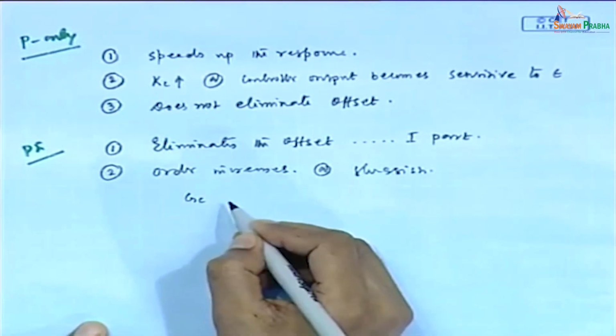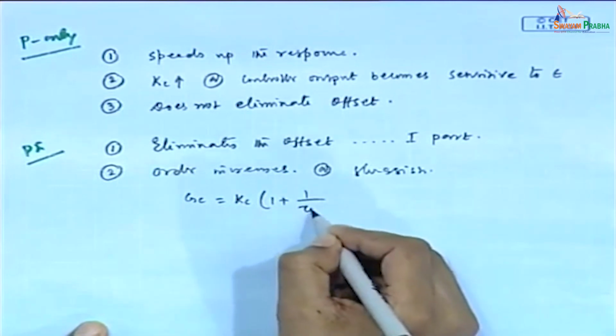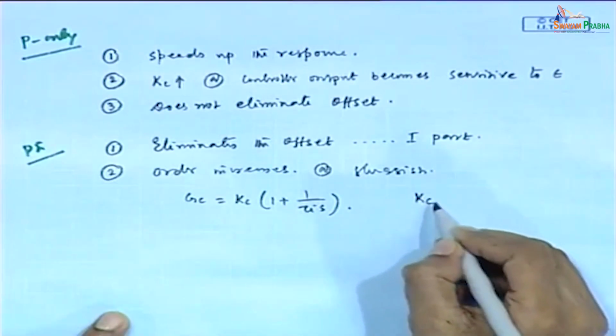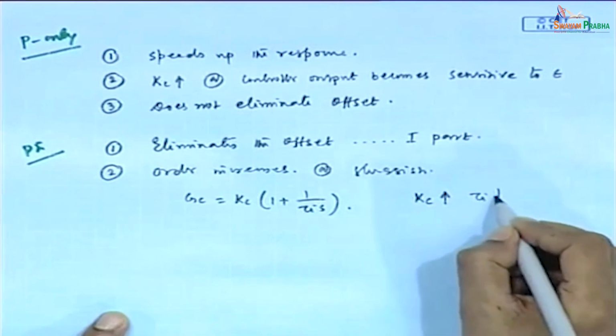Now, how we can improve this situation? Due to the inclusion of integral action with P action, the overall response becomes sluggish. Now, we want to speed up the response. How we can do that? Either by increasing Kc or decreasing tau I, isn't it? We can speed up the response either by increasing Kc or by decreasing tau I.